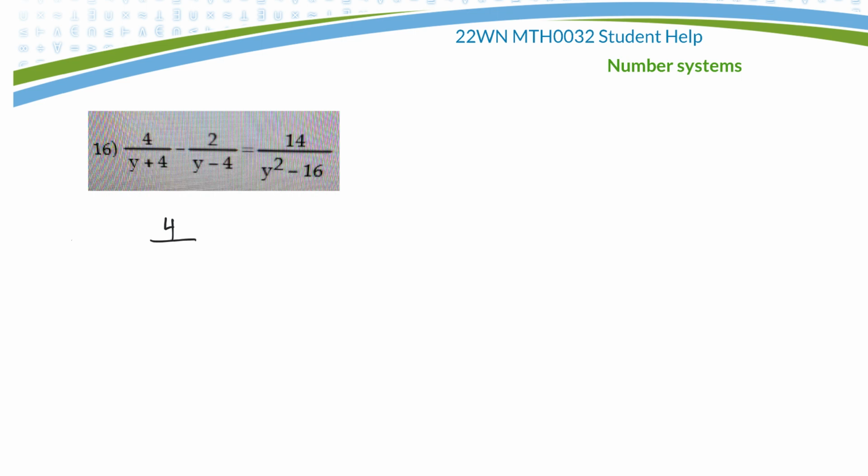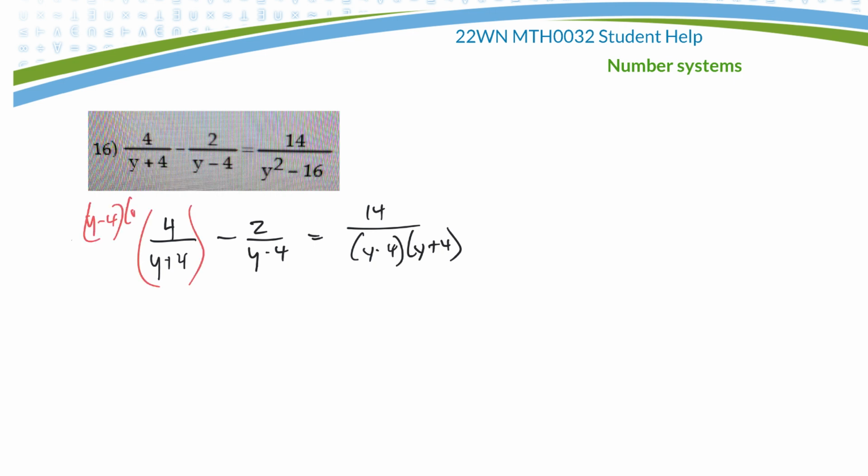The first thing I would do is factor out the difference of squares on the bottom. So y minus 4, y plus 4. And then I can use the clear fractions rule, which says to get rid of all your fractions, you can multiply every term by the lowest common denominator, which in this case is y minus 4, y plus 4. So you multiply every term by that. Y minus 4, y plus 4. And this one, y minus 4, y plus 4.